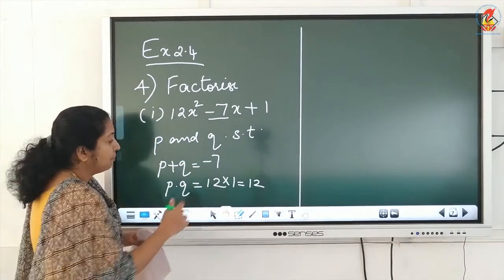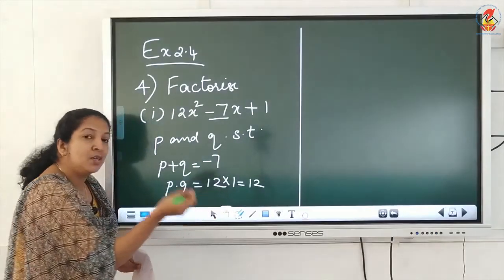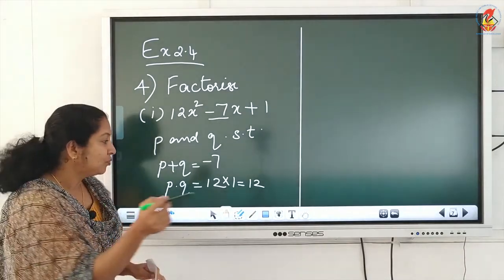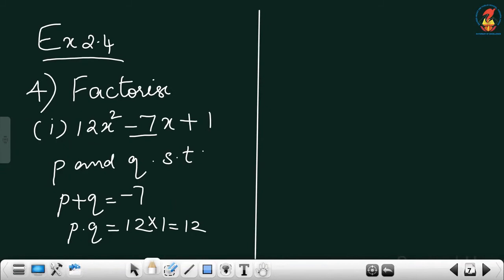So, sum negative and product positive means both the numbers will be negative. Because if one is negative, the product should be negative. But here the product is given as positive. So, product positive means either both the numbers are positive or both are negative. But here the sum is negative and product positive, so both the numbers are negative. So, we have to take the combination of this. P plus Q is equal to minus 7 and P into Q is 12.